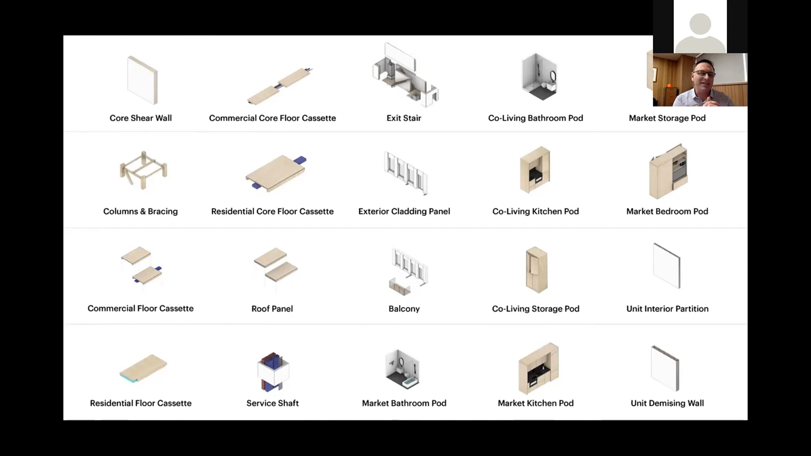So essentially you've got residential floor cassettes, kitchen cupboards, stair systems, balconies, roof panels, bathroom pods, etc., etc. You've got column and bracing, shear walls, and living spaces as well that just effectively fit into a model that you create.